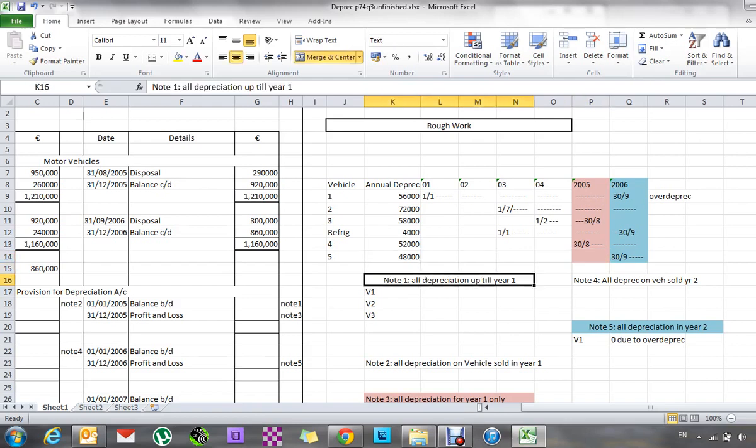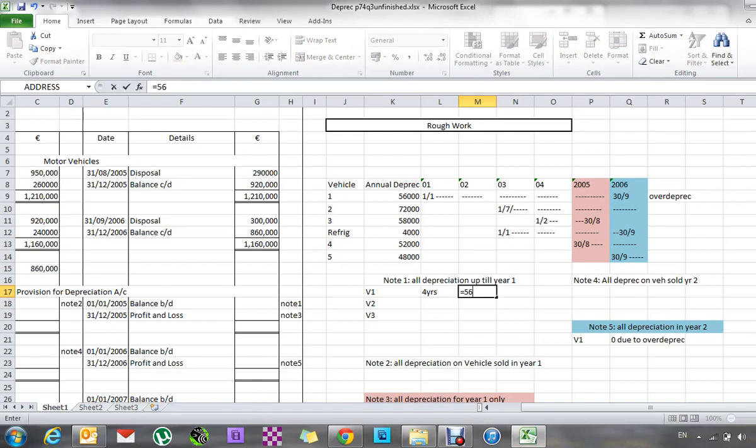So my depreciation up to year 1. I need to work out how many years I had each thing. Vehicle 1 I had for 4 years, so that's going to be 56,000 every year, multiplied by 4. The next one I had for 1.5 years, 1 year 6 months, so that's 72 grand a year multiplied by 1.5.